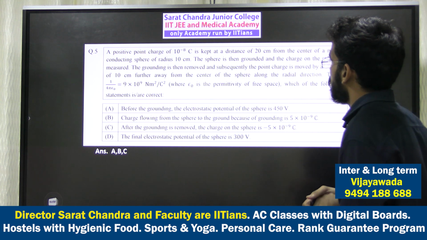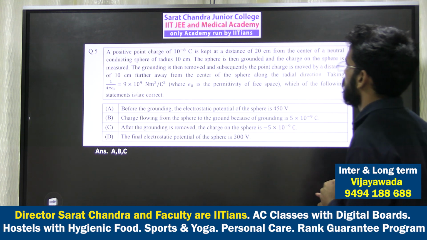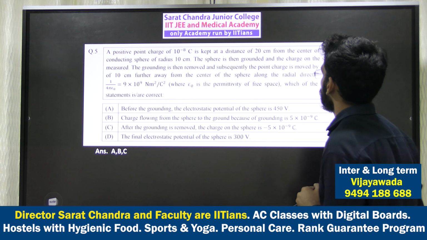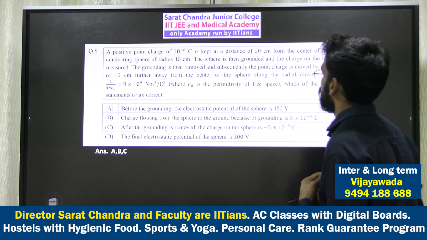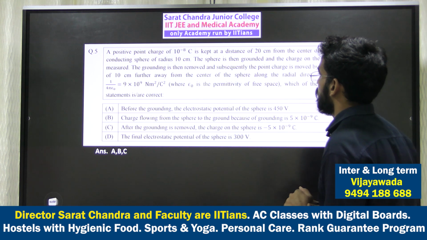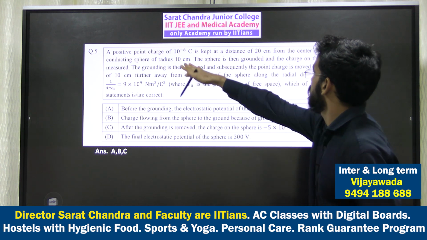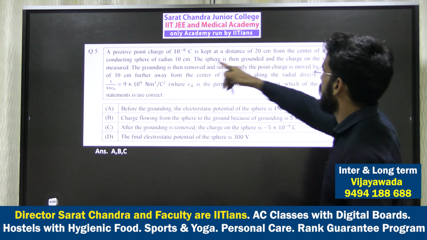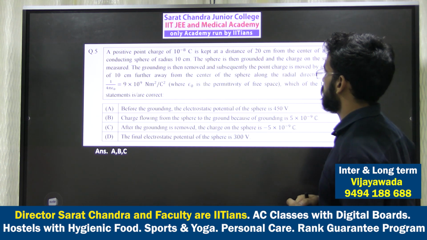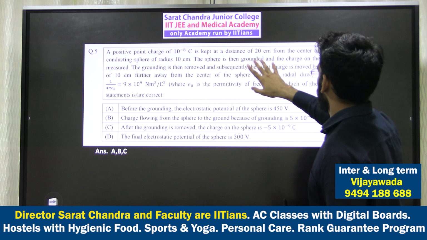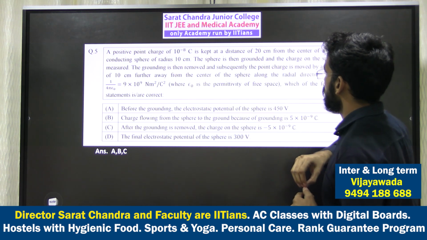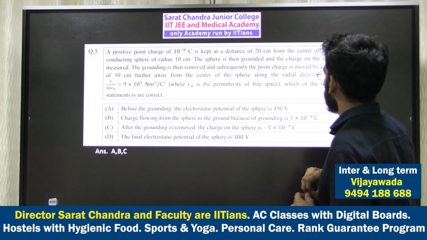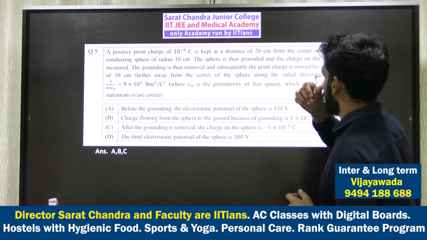So we have here a positive point charge of 10 to the power minus 8 kept at a distance of 20 cm from the center of a neutral conducting sphere. Currently studying neutral, of radius 10 cm. So this is 10 cm radius and one charge is kept at 20 cm distance. The sphere is grounded and the charge on the sphere is measured.